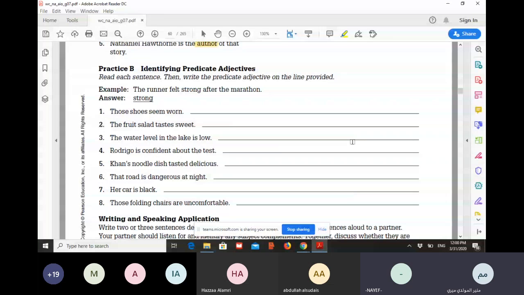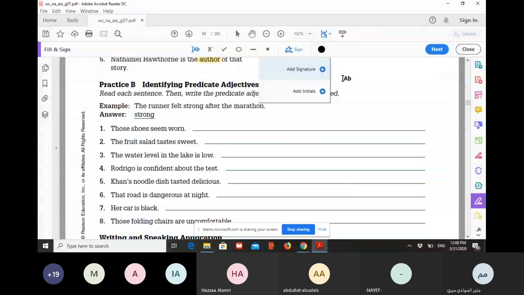These shoes seem worn. Where is the predicate adjective? Worn, excellent.